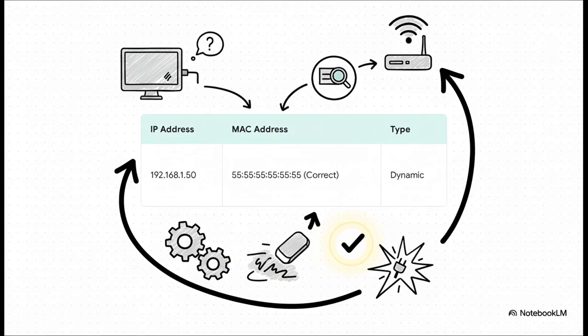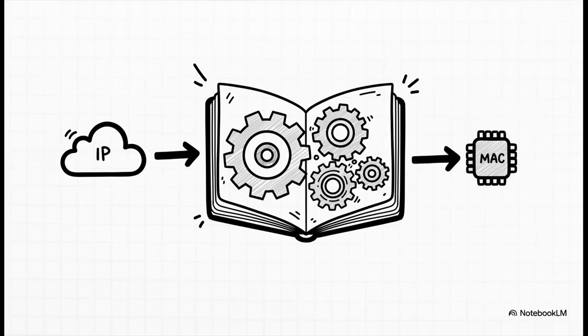So to wrap this all up, the ARP table is really one of those invisible workhorses of the digital world. It's just a simple address book, but it's also this powerful engine of translation that allows for efficient, accurate, and self-correcting communication on your local network.